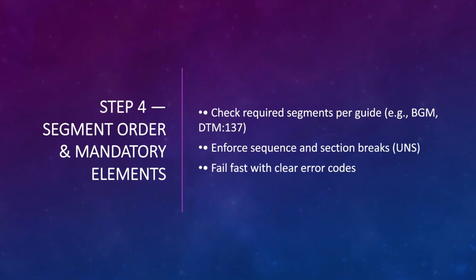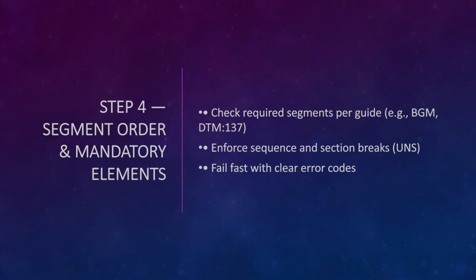Now validate segment order and mandatory elements. Required segments like BGM and the document date DTM with qualifier 137 must be present. Segments must also appear in the correct sequence, including section breaks like UNS. Missing mandatory data should trigger a fast and clear rejection.